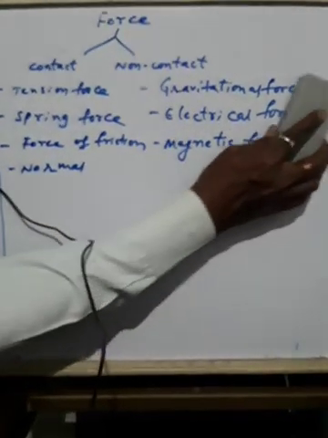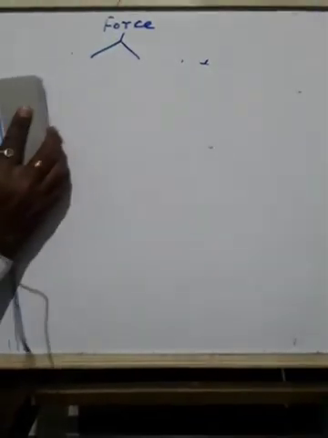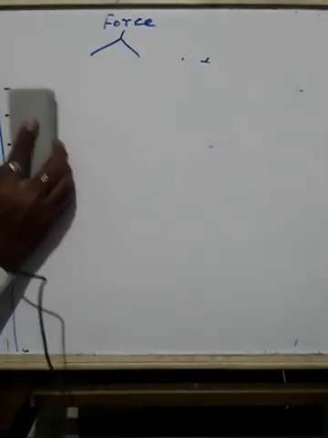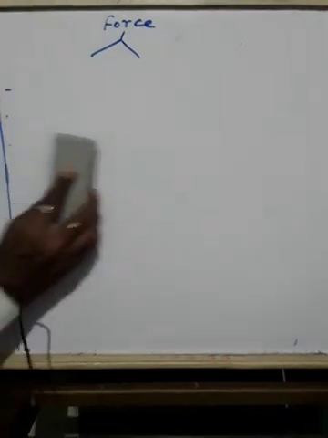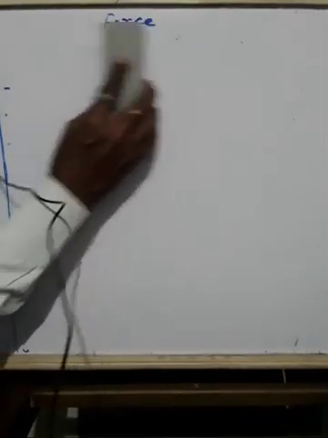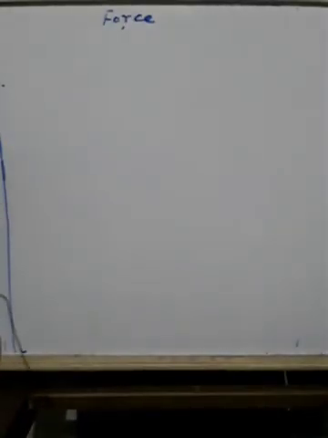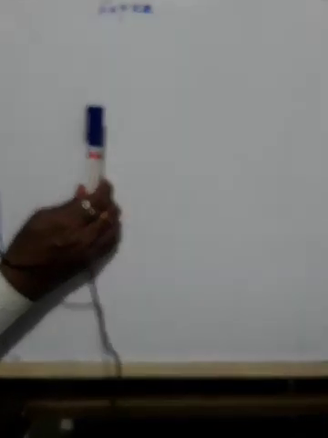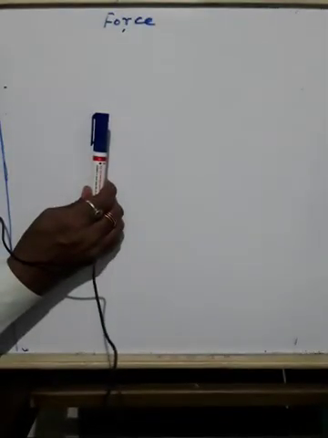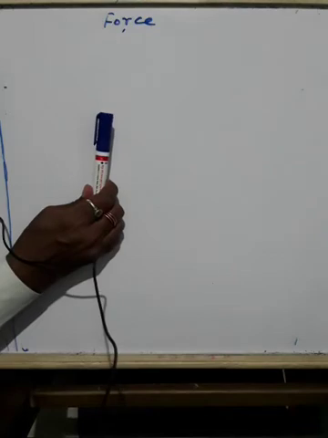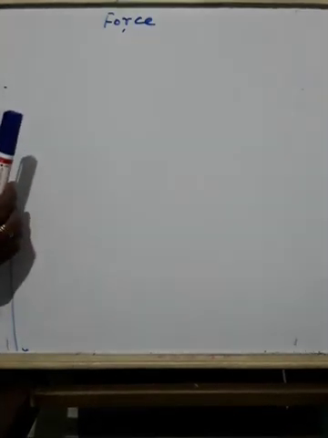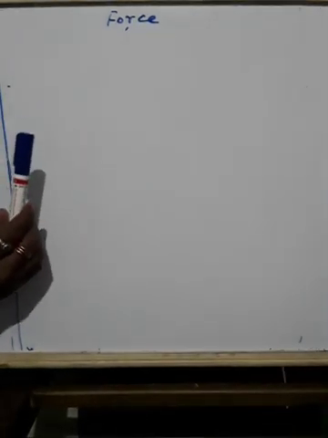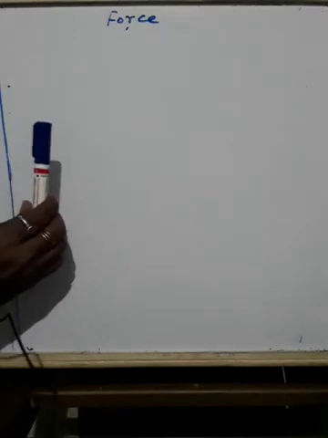See, the force that opposes or resists the motion of one surface across another is called force of friction. Okay. So some of the characteristics or properties of force of friction are given here.